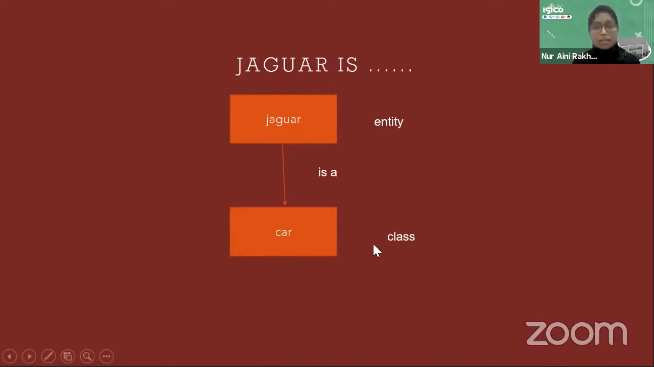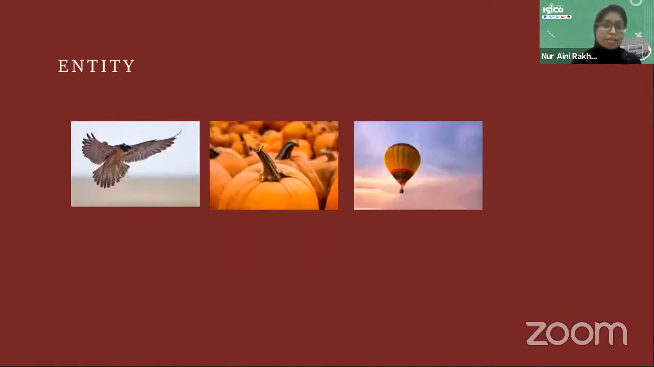Car is class. So something like this. The knowledge graph describes all about the things. For example, like this: Jaguar is entity and car is class. Okay, what is the entity?